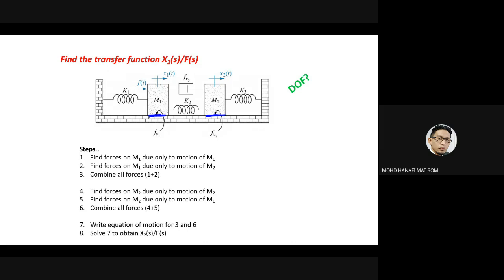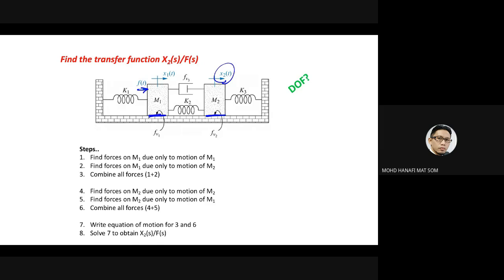To solve the transfer function, the output of this system is X2, where our input is the force Ft that is applied on M1. When we put force on M1, there will be a translational move to the right, and it will also move M2.